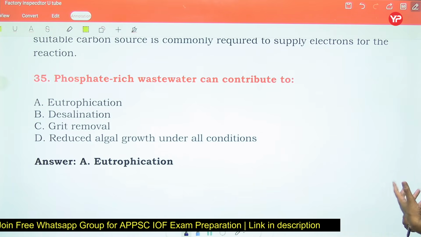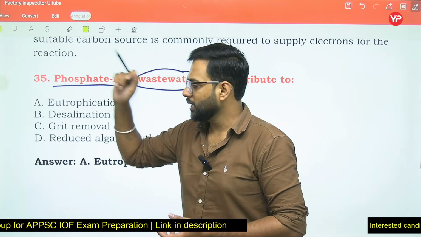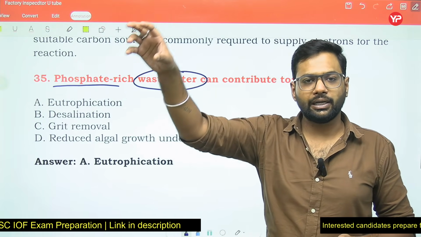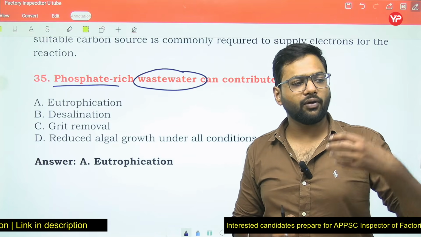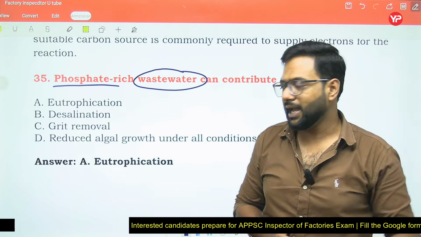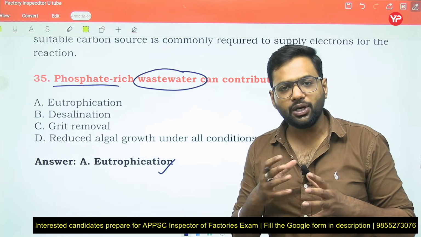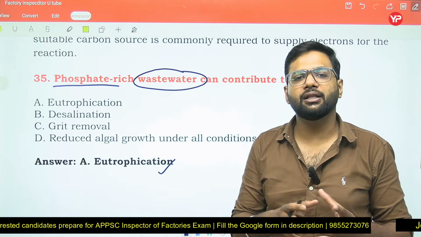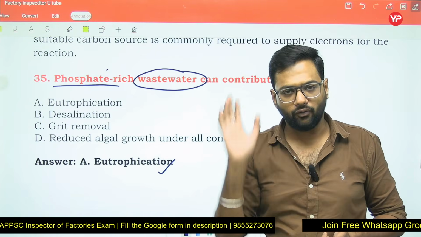Phosphate-rich wastewater, if it contains a high amount of phosphate and is disposed into any water body, will cause high algae growth in that water body, and that phenomenon is known as eutrophication. Because for algae, the primary nutrient for growth is phosphorus. So phosphorus is the primary pollutant of any water body.